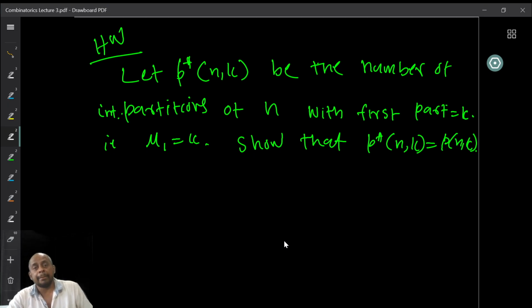So basically the number of partitions where the largest part is k is in bijection with the number of partitions where the number of parts is k. Now this is very surprising, but it is still true.